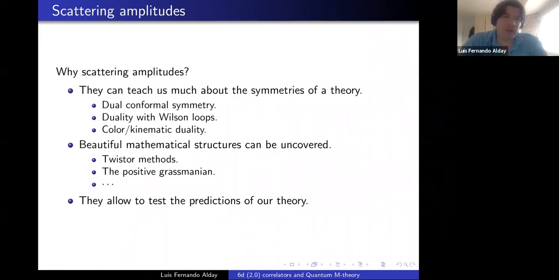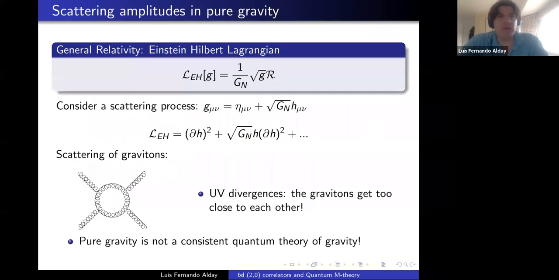Now, a theory that we would like to understand is just the Einstein theory of pure gravity, general relativity. So we could study scattering amplitudes in pure gravity. Pure gravity is described by the usual Einstein-Hilbert Lagrangian. In this Lagrangian, we can consider a scattering process. We consider perturbations around the flat space metric, write down an effective action for these perturbations, and study the scattering of gravitons in this theory.